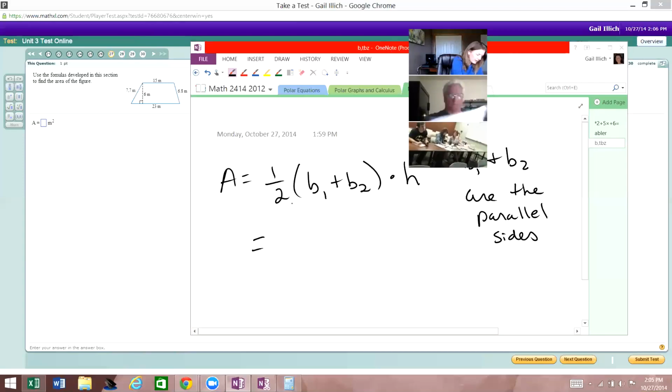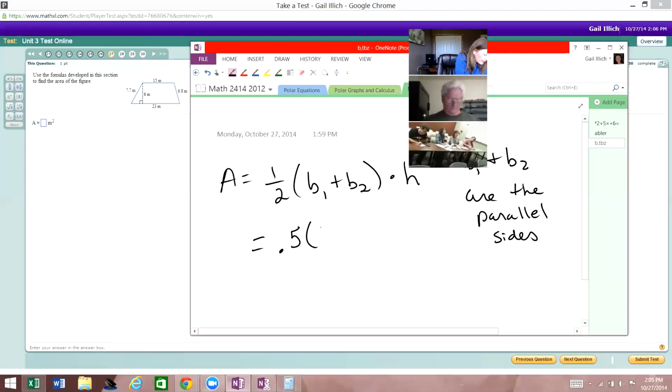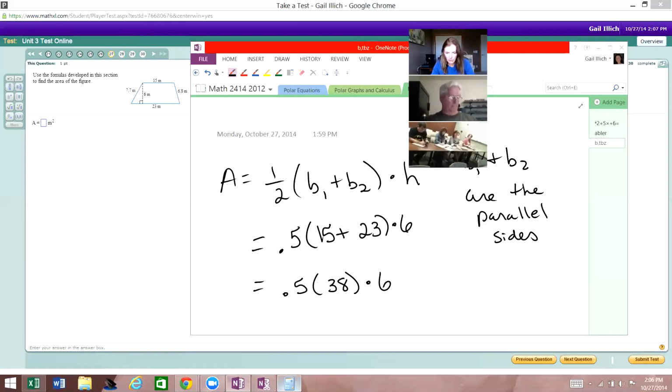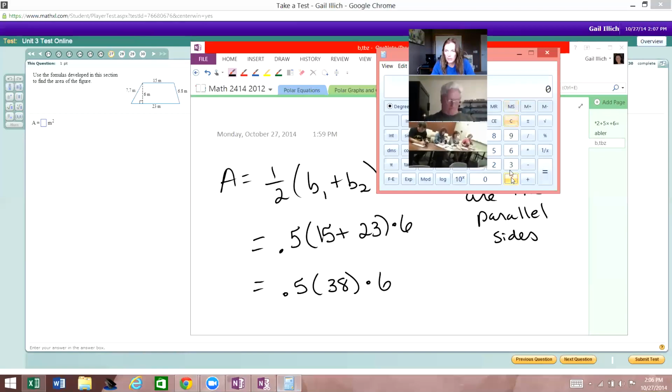So if you want, you can do 0.5, and then B1, you call that 15, and B2 is 23, and then H is 6. And so this is going to be 0.5 times the sum of 15 and 23, which is 38, and then times 6. So you can do 0.5 times 38 times 6. I got 114. Anyone else?